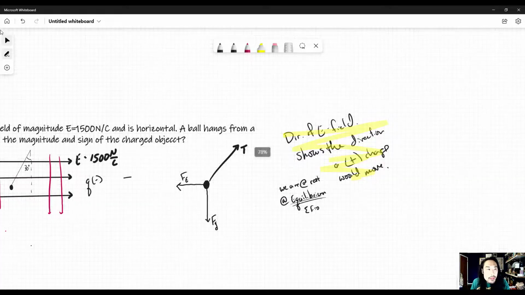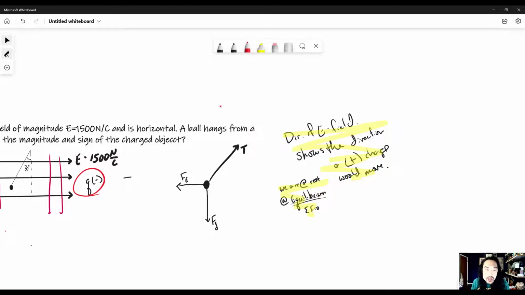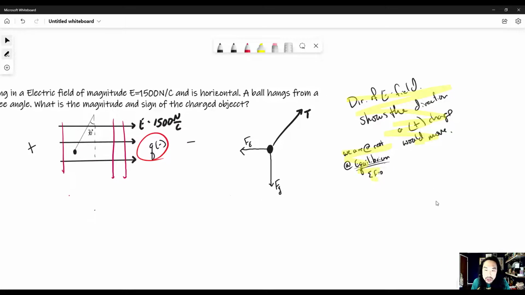All right. Now we have all the info out of the way. We have all the important info. I'm going to highlight that because that's also important. We have a free body diagram. We actually figured out one part of the problem. We figured out that the charge is negatively charged. Okay, so now all we have to do is figure out the magnitude of this charged object.